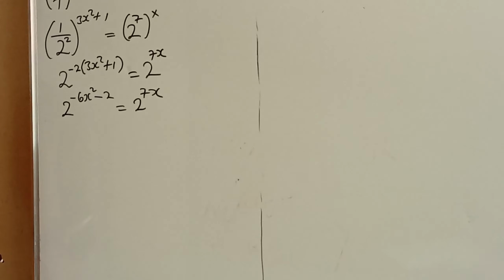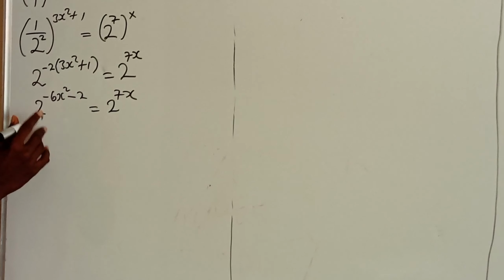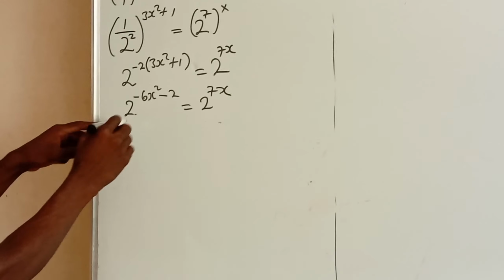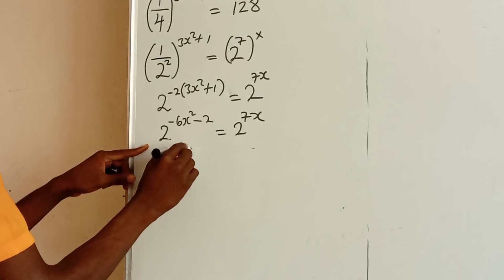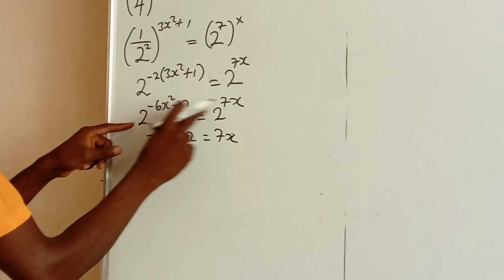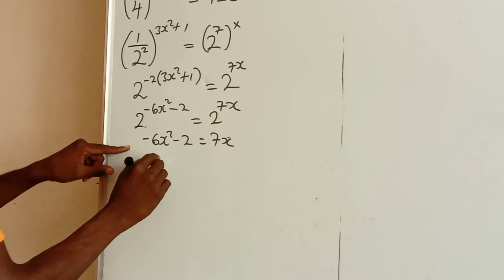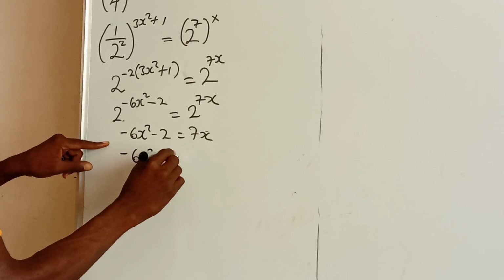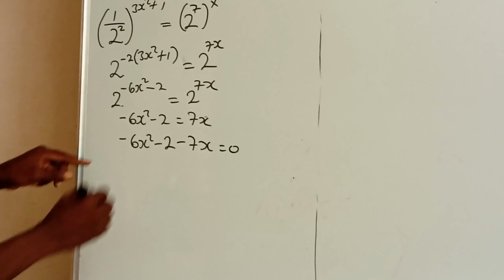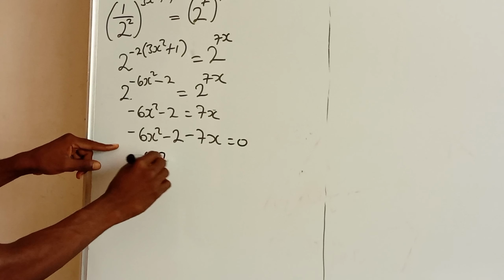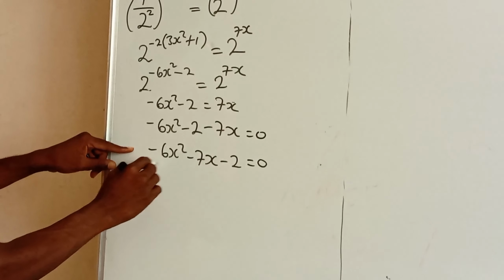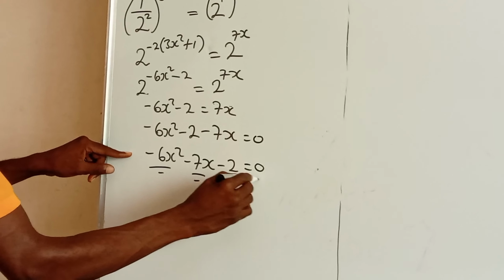Right? Okay. In this case, you separate these. Since the bases are the same, minus 6x² minus 2 equals 7x. It equates the powers. So minus 6x² minus 2 minus 7x equals 0. So minus 6x² minus 7x minus 2 equals 0. We divide also by minus.